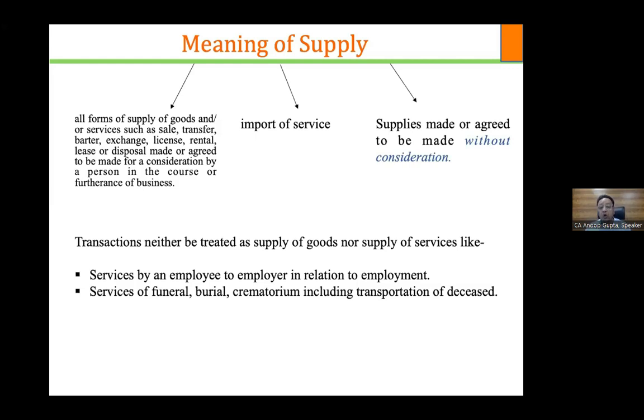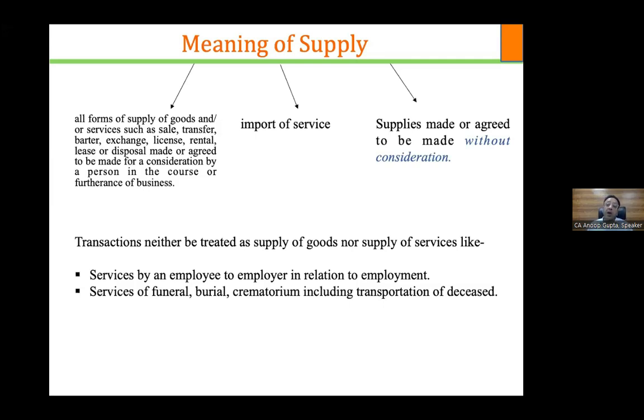Schedule 3 are those which are not to be treated as supply at all. And Schedule 2 contains those supplies which are clarificatory in nature. They tell us which transaction is to be treated as supply of goods and which supply is to be treated as supply of services. Like we go to a restaurant and we have food there. All of us go to a cafeteria or a restaurant and we have food and other things there.